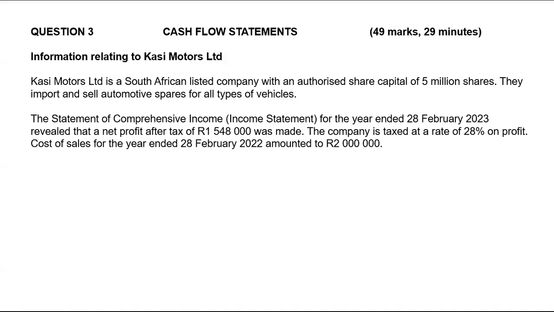It says the statement of comprehensive income. The income statement for the year ended 28th February 2023 revealed that a net profit after tax of 1,548,000 was made. The company is taxed at a rate of 28% on profit. There, guys, they're just giving it to me. So that will enable me to calculate my profit before tax or my tax. So if I want profit before tax, I will take that 1,548,000 multiplied by 100 and divided by 72, because profit after tax here is at 72%.